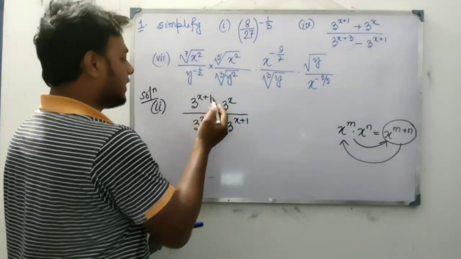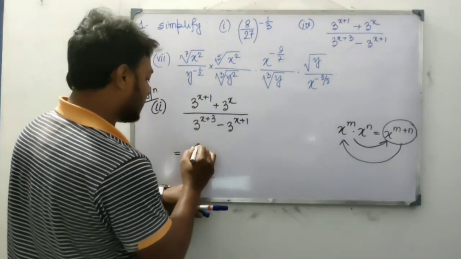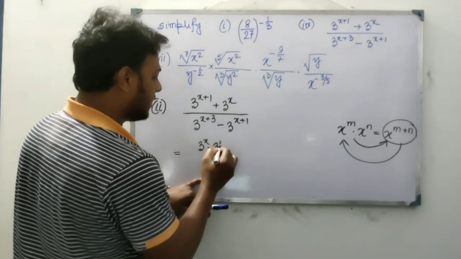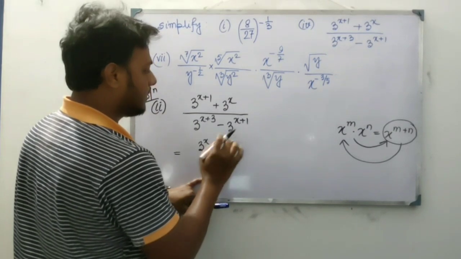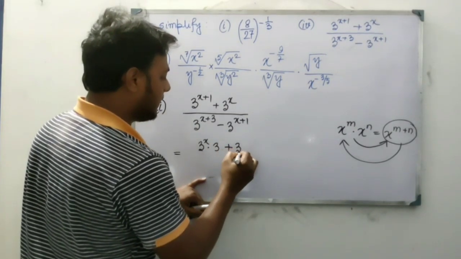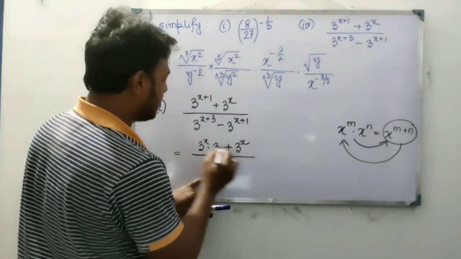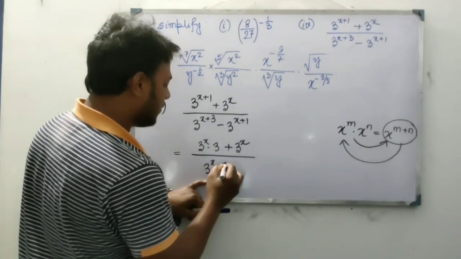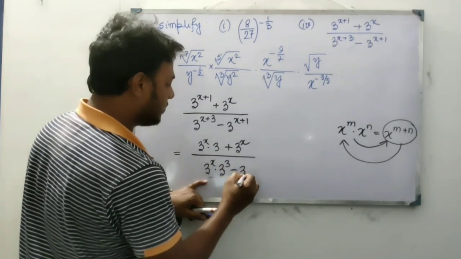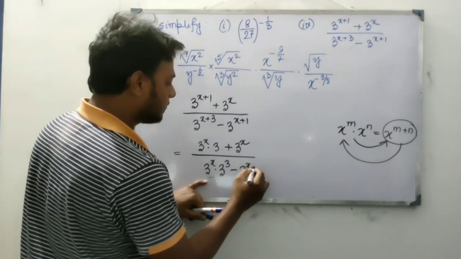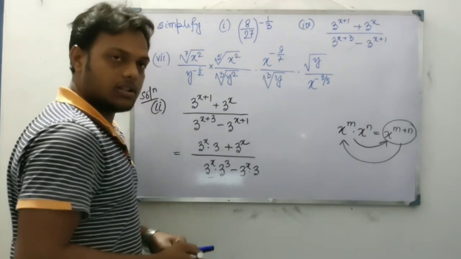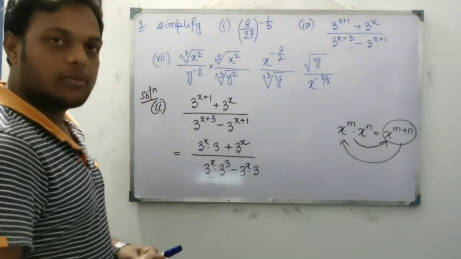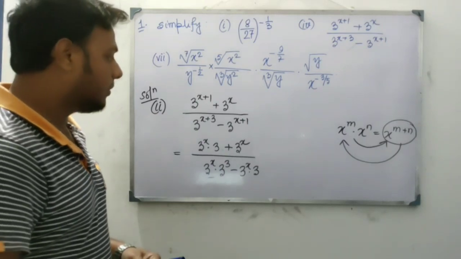So here 3 to the power x+1 is there. So in place of 3 to the power x+1, we can write 3 to the power x into 3 to the power 1. 3 to the power 1 is nothing but 3. Understood? Plus 3 to the power x by, in the denominator also, 3 to the power x into 3 cube. We can write this part minus 3 to the power x into 3 to the power 1. Understood? So from the numerator you can take common 3 to the power x, and from the denominator also you can take common 3 to the power x.